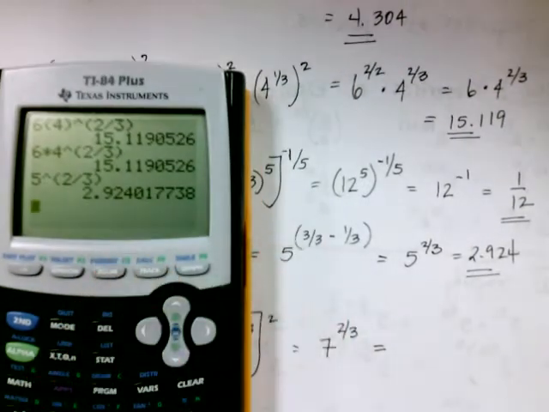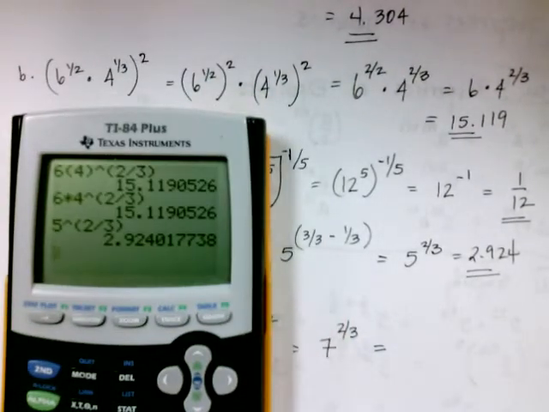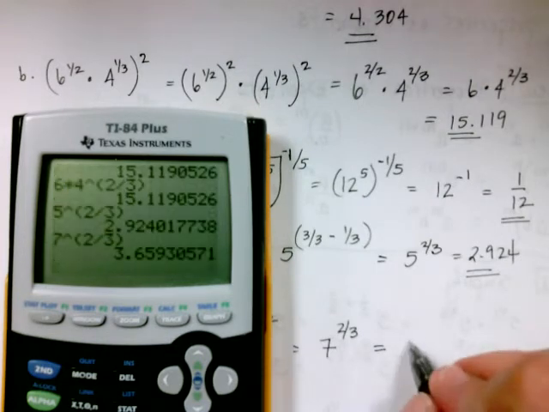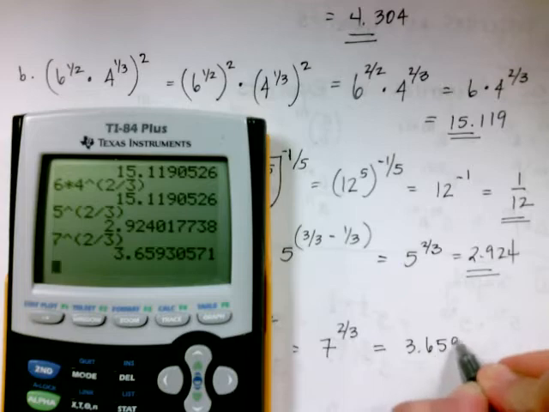Bring in my handy dandy calculator, see if I can get the glare to not be so bad. 7 raised to the 2 divided by 3, and I get 3.659. Remember, we always want 3 decimal places.